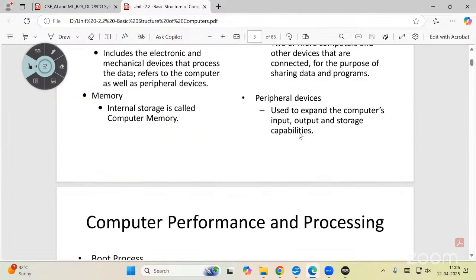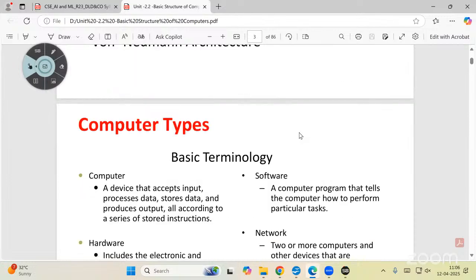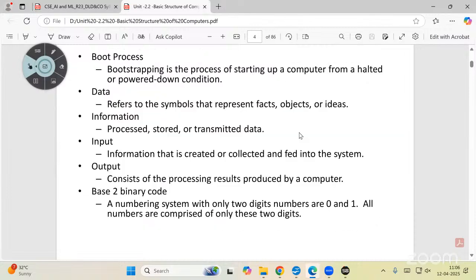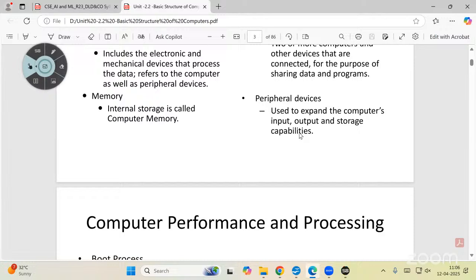And hardware. Hardware includes the electronic and mechanical devices that process the data, and refers to the computer as well as the peripheral devices. The peripheral means input and output devices.